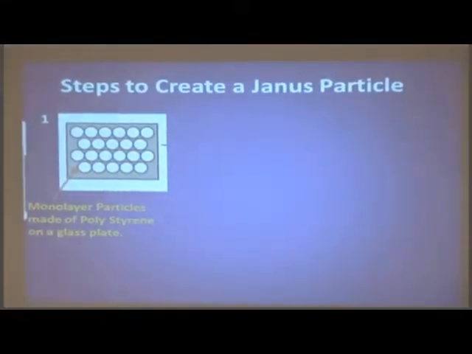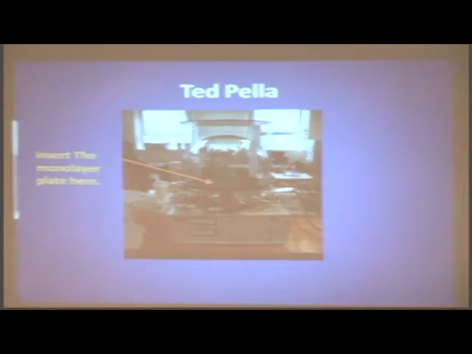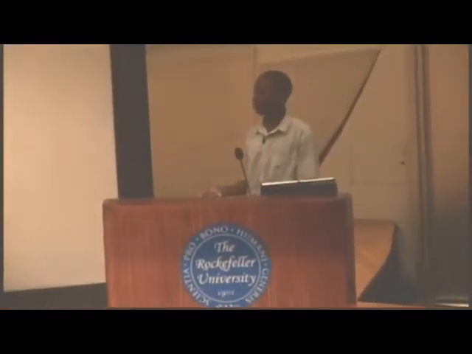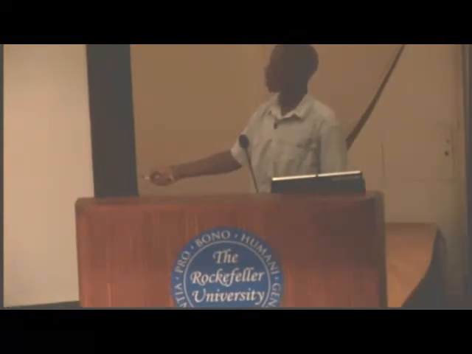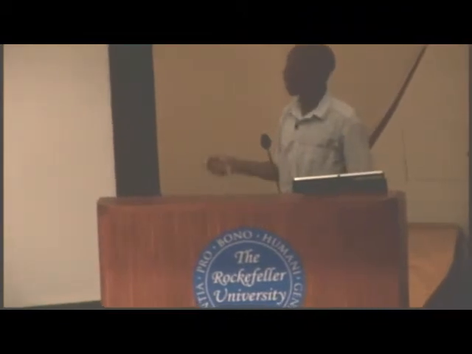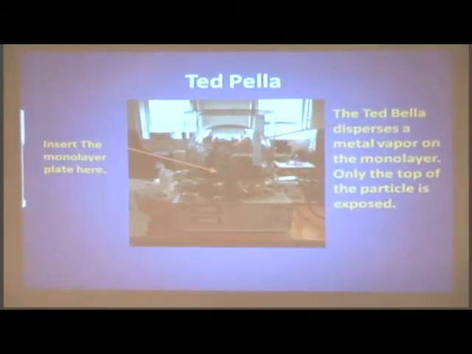Alright, so just to recap, first we have our monolayer of polystyrene, and next we're going to talk about the TED pellet. The TED pellet is what we coat the monolayer with. This is a machine. You put your monolayer plate right here, and then the TED pellet disperses a metal vapor. Usually it's gold, but remember, since these particles are so small, it's pretty much worthless gold. And only half of the particle is exposed because the vapor is coming right from the top.